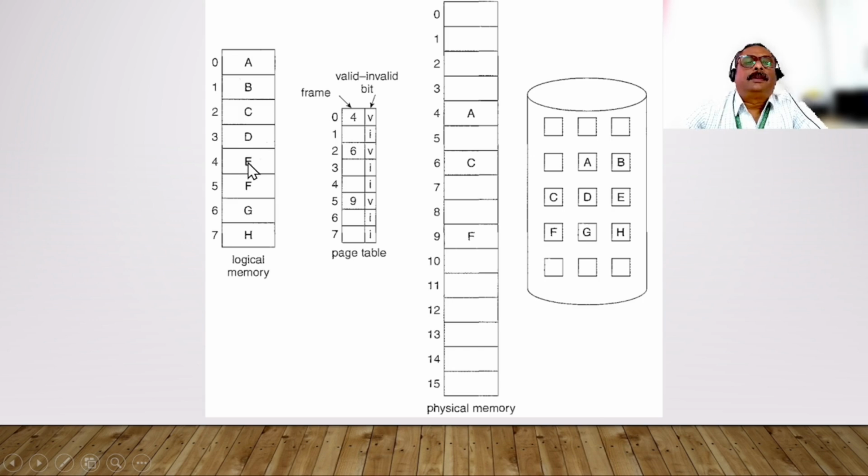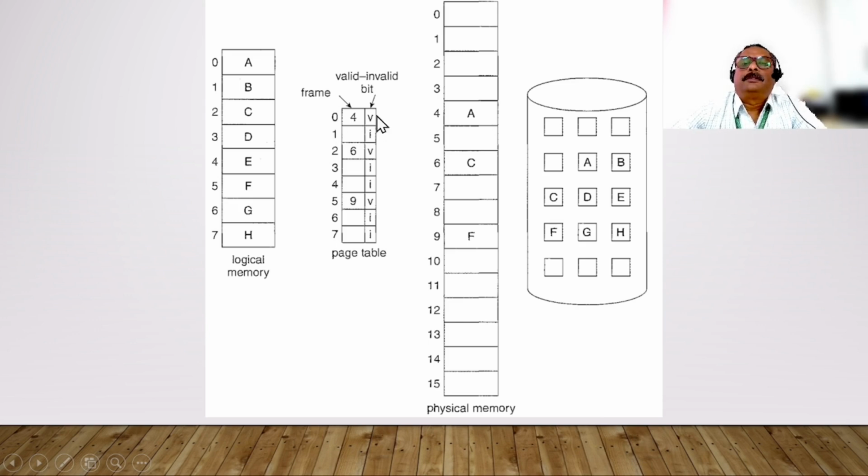Now here is an example. Our example consists of 8 logical pages, A to H, out of which A, C and F, only 3, are there on the main memory. Out of A, B, C, D, E, F, G, H, only 3 get the chance to be on the main memory. And it says that A, that is the logical page 0, is there on the frame 4.